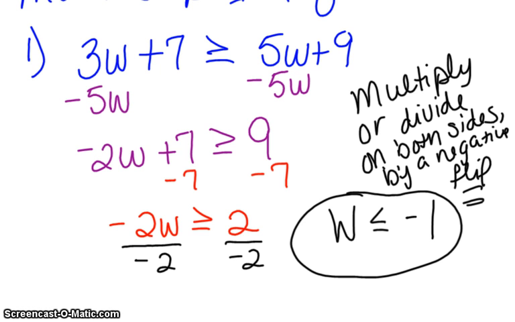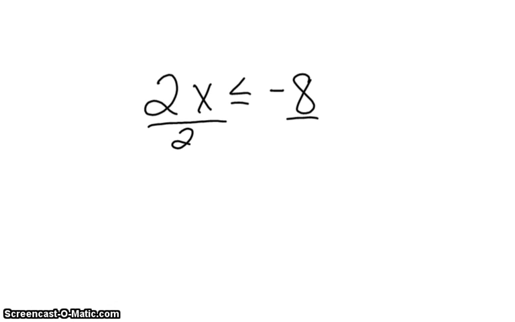The reason I say multiply or divide on both sides by a negative is because sometimes if we had something like this, a real simple one, to solve that one, I would divide by a positive 2 on both sides. That negative 8 on the right side has nothing to do with it. So this one, you would not flip the symbol. It would still be x is less than or equal to negative 4. It's only when you multiply or divide by a negative on both sides.